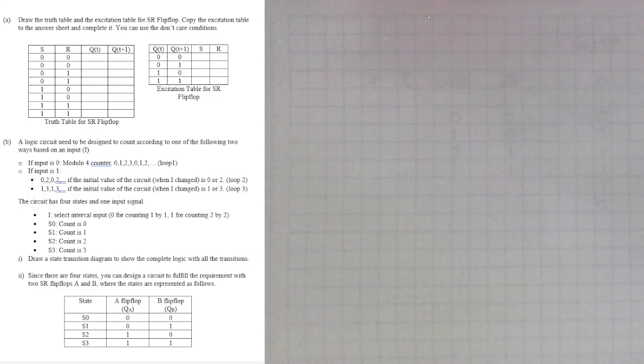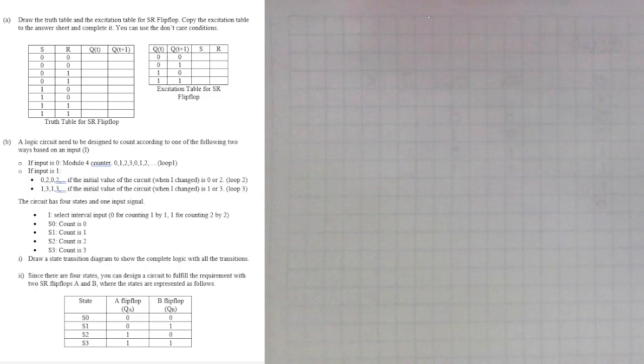Okay, let's analyze the question part B now. A logic circuit needs to be designed to count according to one of the following two ways based on an input I. If the input is 0, it will be a modulo 4 counter, so it will be counting like 0 1 2 3 0 1 2 3, right? So it is just counting upwards one by one all the time.